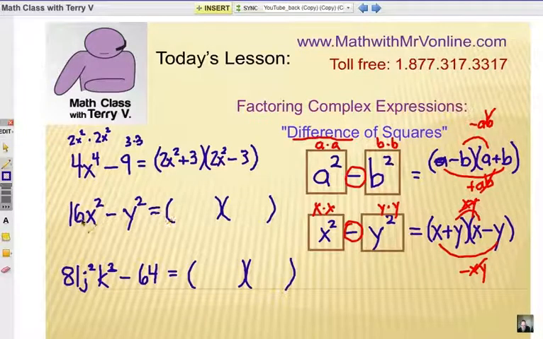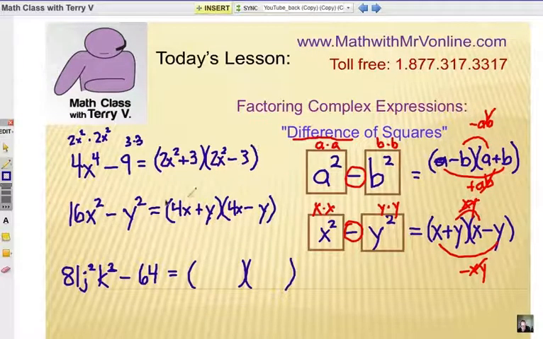Alright, how about this one? What's the square root of 16x squared? How about 4x? Put it in both places. Then we have a plus minus pattern, and the square root of y squared is y, or 1y. So we can just put a y there, and our middle terms would drop out if we use the FOIL method.